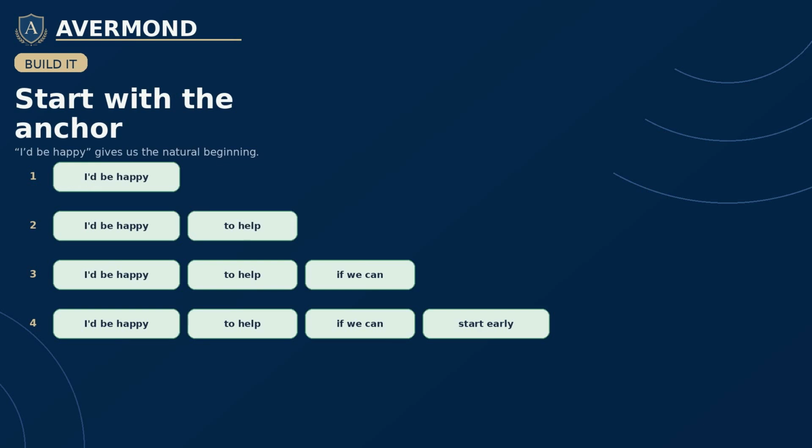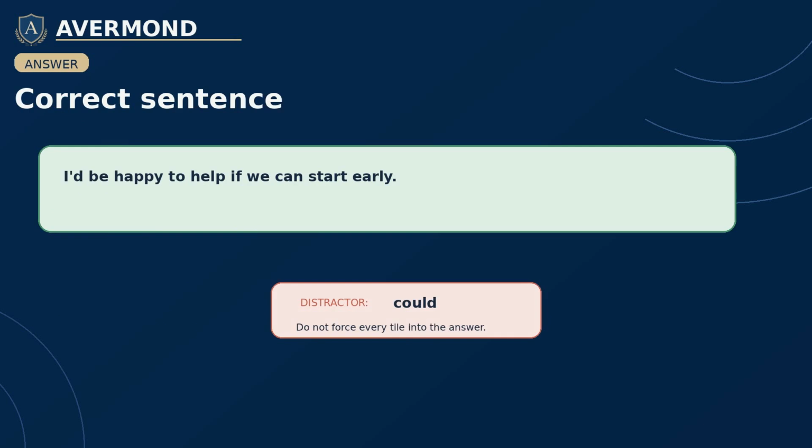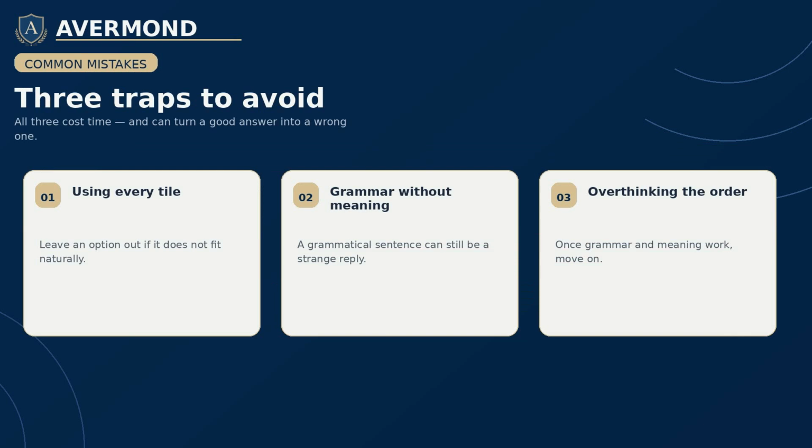Now, find the anchor. I'd be happy sounds like a natural beginning. What comes next? I'd be happy to help. So now we have, I'd be happy to help. We still need to express the condition. If we can, fits naturally after that. And what can we do? Start early. So the complete sentence is, I'd be happy to help if we can start early. And what happens to could? Nothing. It is the distractor. Trying to force every tile into the sentence would actually make the answer worse.